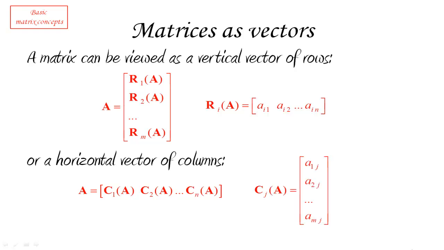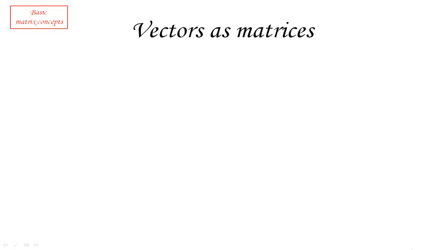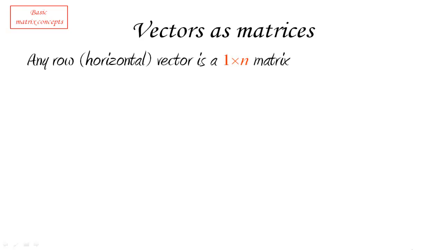So notice there's a lot of interplay between vectors and matrices, but it doesn't end here. Vectors can be seen as matrices, right? You can think of any row or horizontal vector as a one row by n column matrix, right? So I could write a vector as v11, v12 up to v1n. Of course, the first number 1 being the same in all of the components, we don't bother to write it down, but that's what it is.